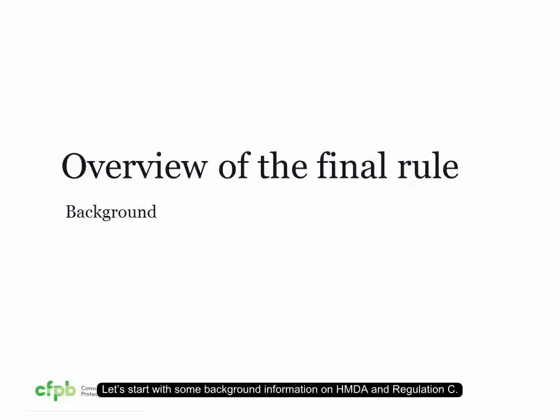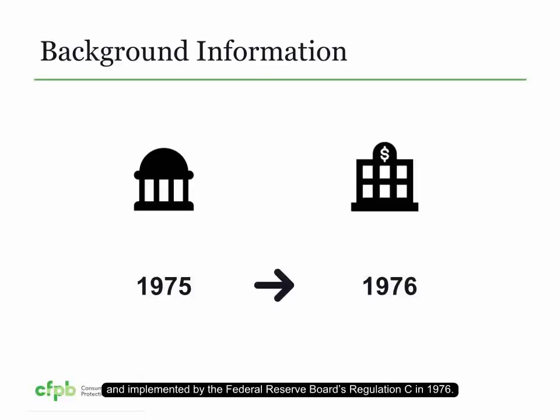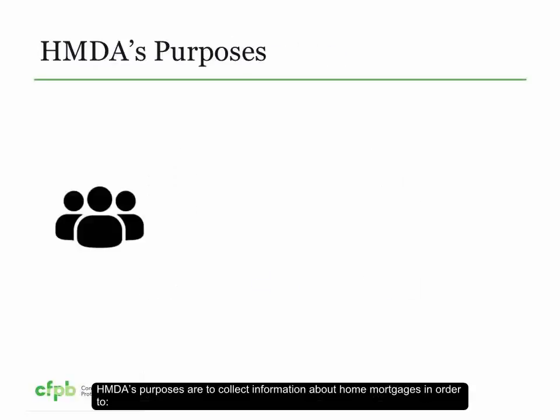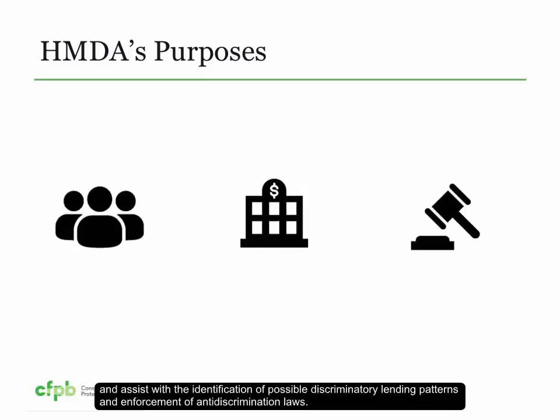Now, let's begin. Let's start with some background information on HMDA and Regulation C. HMDA was enacted by Congress in 1975 and implemented by the Federal Reserve Board's Regulation C in 1976. HMDA's purposes are to collect information about home mortgages in order to help determine whether financial institutions are serving the housing needs of their communities, assist public officials in distributing public sector investment to attract private investment to areas where it is needed, and assist with the identification of possible discriminatory lending patterns and enforcement of anti-discrimination laws.